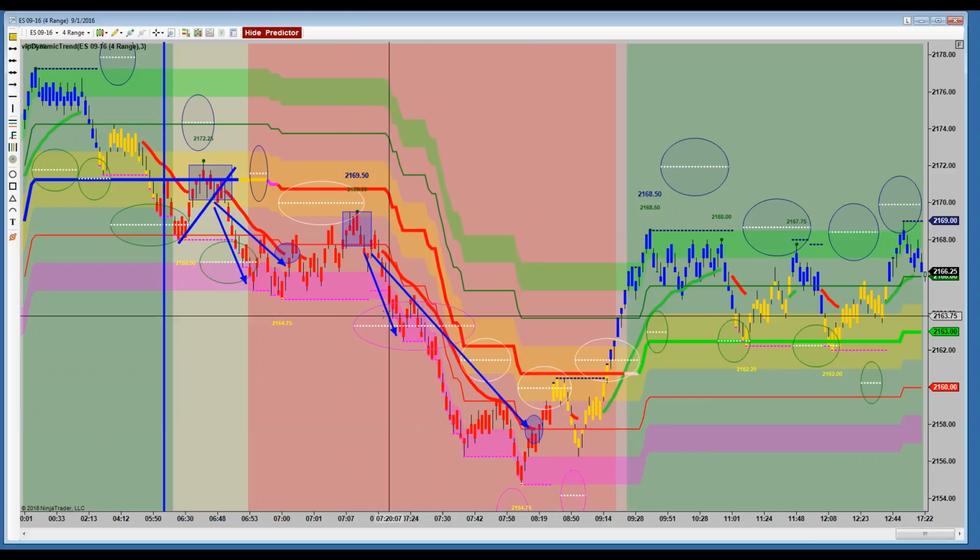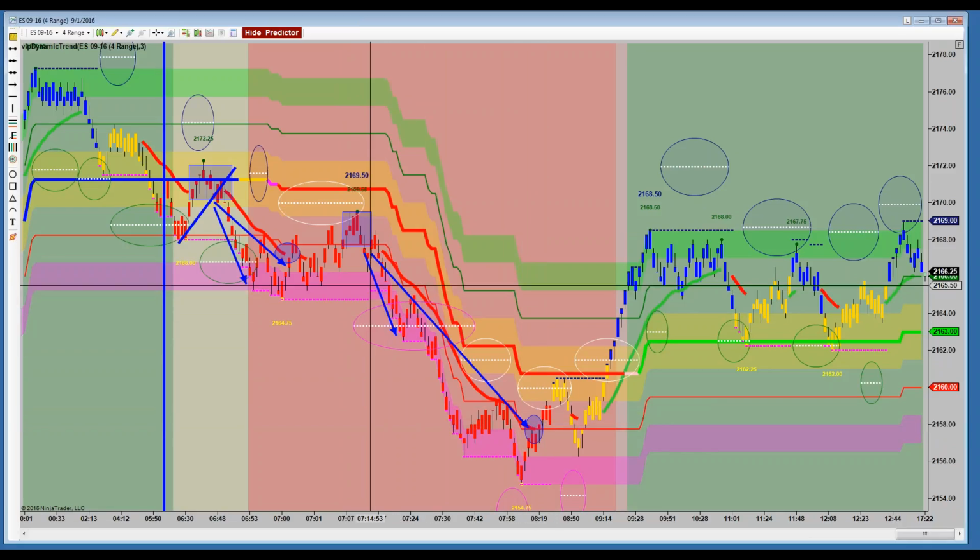So what is that, 58 all the way back up here, 58 to 67 is what, 9? Yeah, 9, right? 9 times 4, 36. Okay, so that's a big move for ES. That's a big move, 36 ticks.